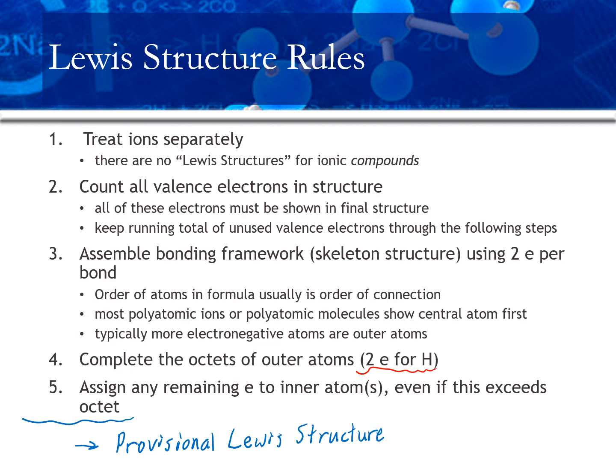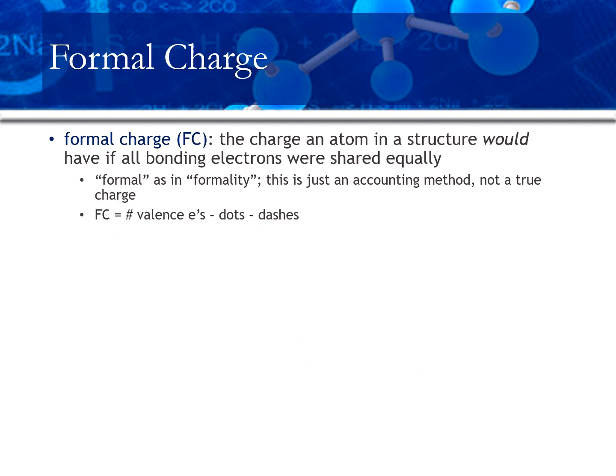We have 2 more steps to apply to get a final Lewis structure. We may be done at this point, but we have 2 steps to check, and in order to do these next 2 steps, I have to define a new term. Formal charge. By formal charge, what we mean is the charge that an atom in a structure would have if all of the bonding electrons were shared equally. That is, ignoring electronegativity differences. What we mean is any electrons in a covalent bond are shared exactly equally between the 2 atoms.